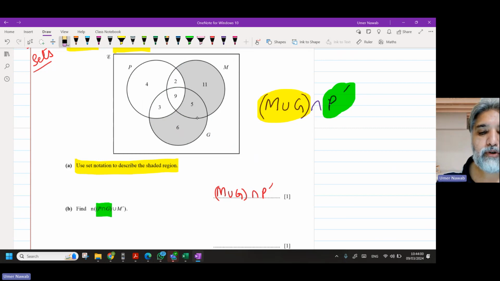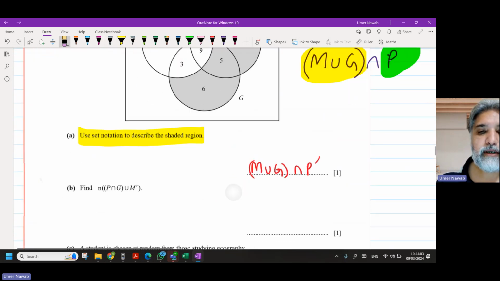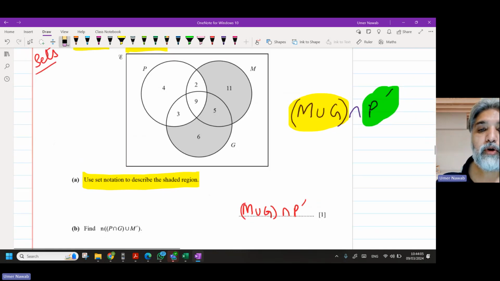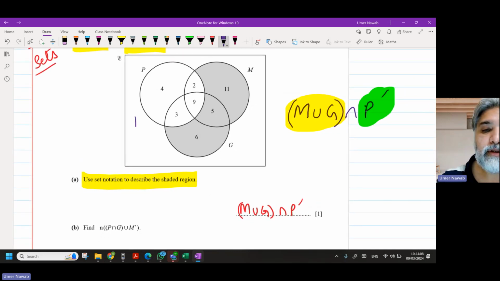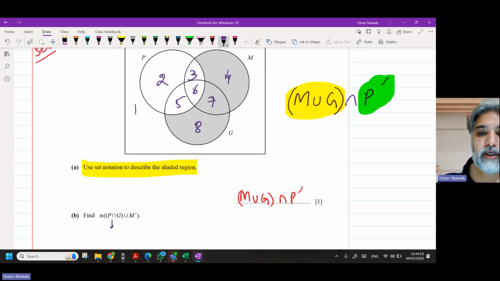However, if a student wants to know, Mr. Omar, what is the reason behind it, then I will suggest you go with the technique which we have taught you, the traditional way. So 1, 2, 3, 4, 5, 6, 7, and 8. You want to know the regions, okay? So P intersection G is representing, what are the regions of P intersection G? Just 5 and 6. Now union M complement. M complement is this, this, and this. So I'm gonna write 1, 2, 5, and 8. So union means I have to consider all of them.